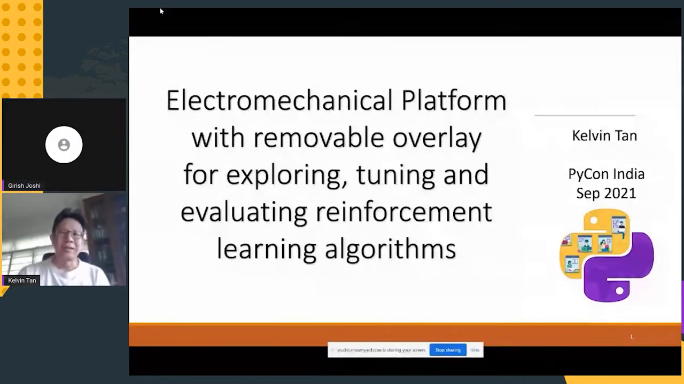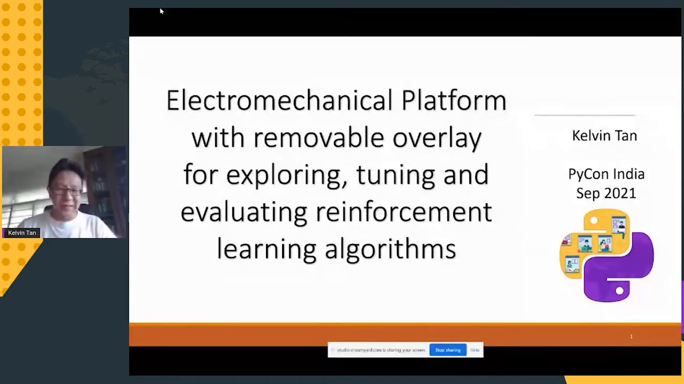Okay, thank you, Girish. Good afternoon. As Girish mentioned, this is the title of my talk. I will speak a bit quickly because the original number of slides requires about 40 minutes to complete. So I will move quickly. If you have any questions, we can take them offline or discuss after the talk.